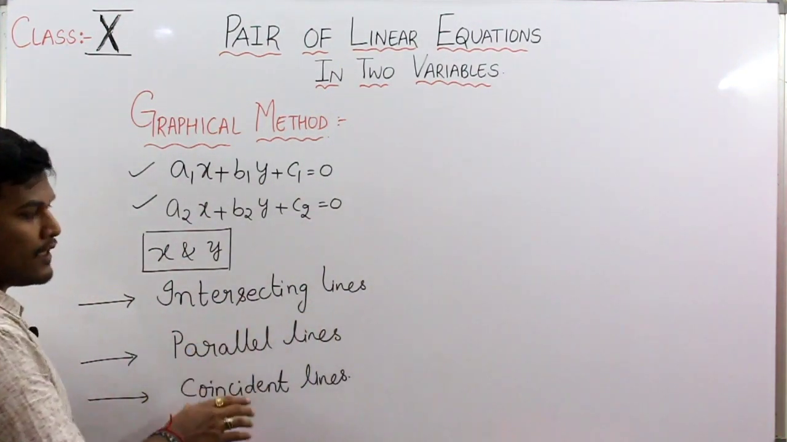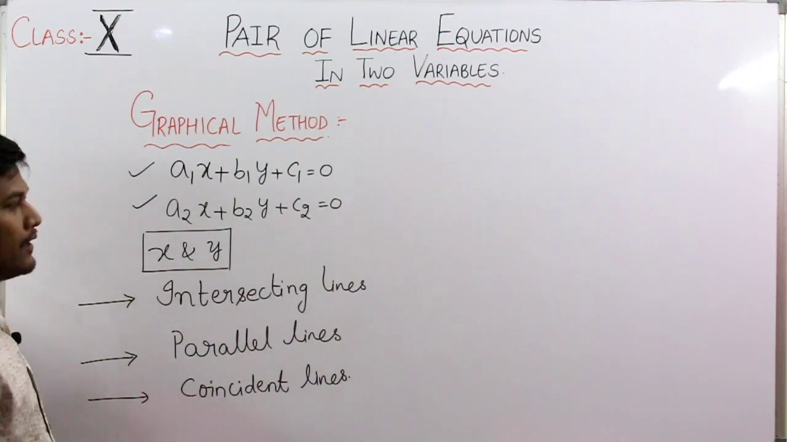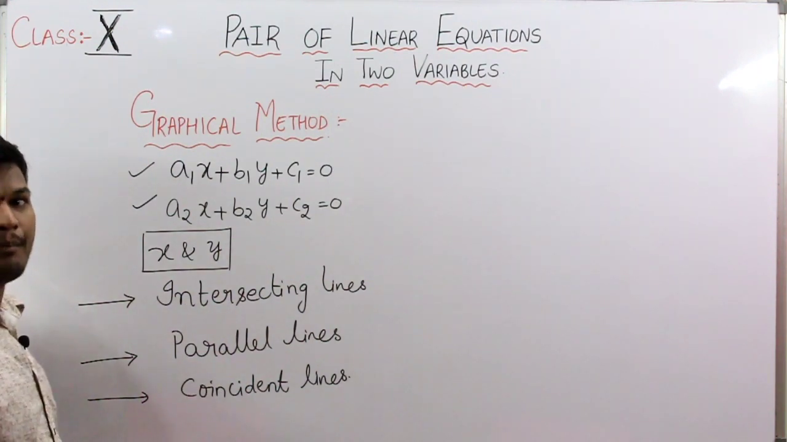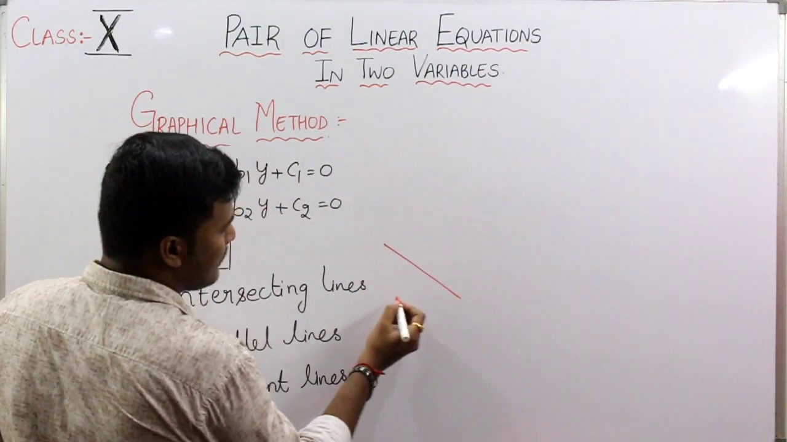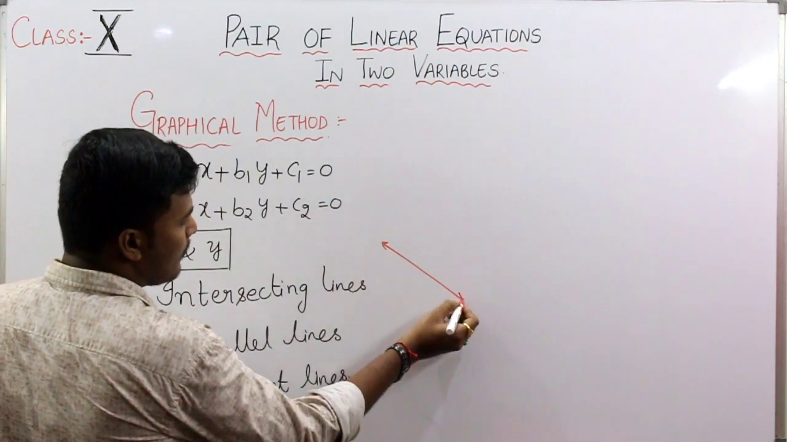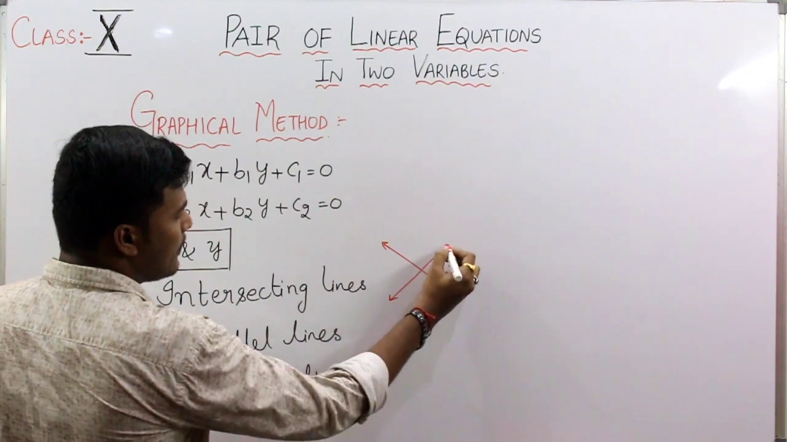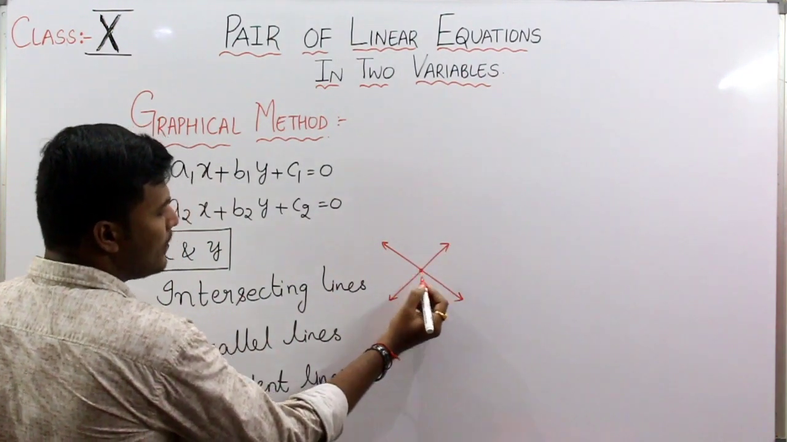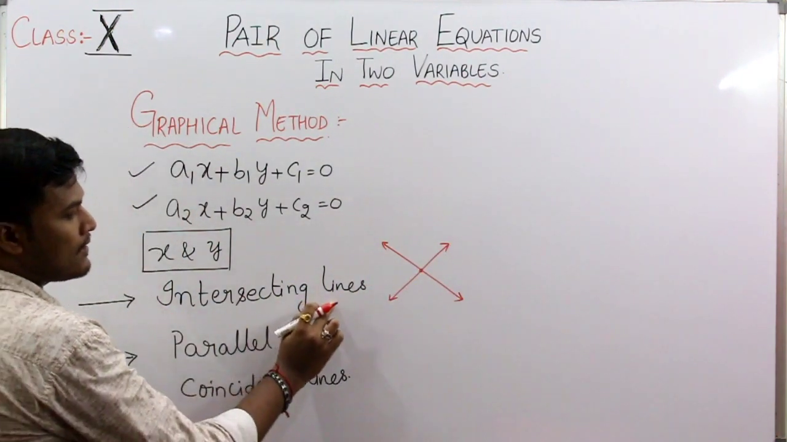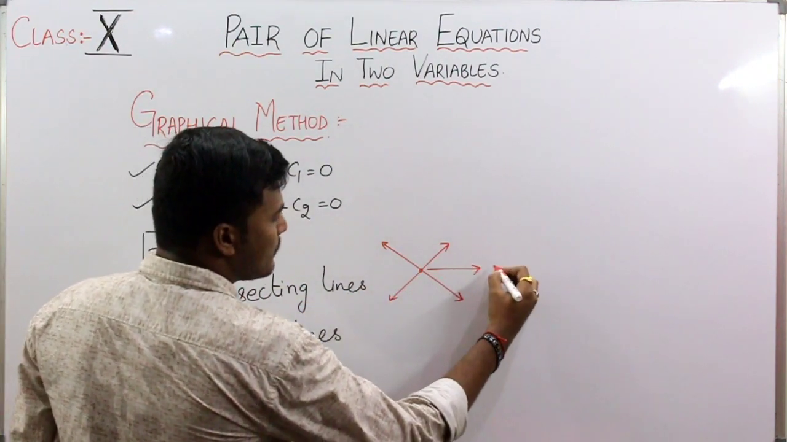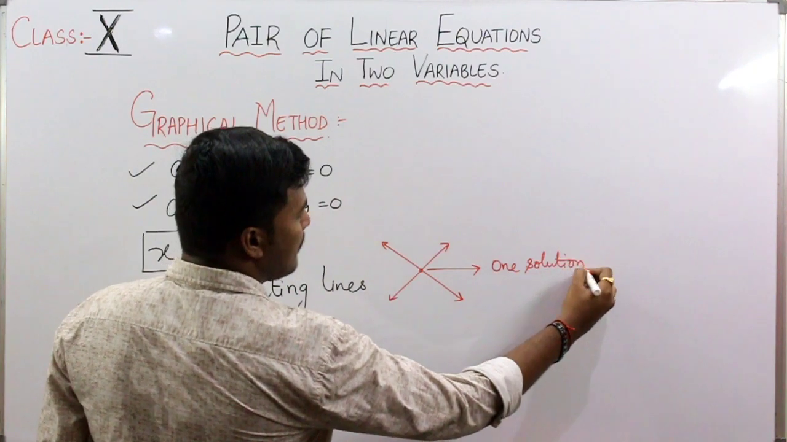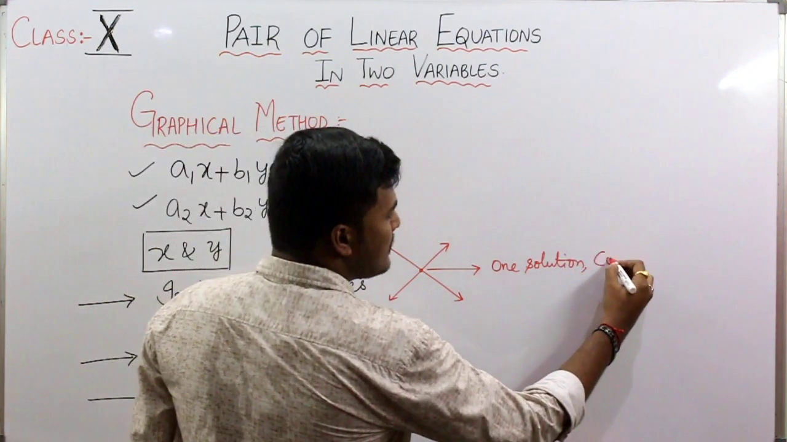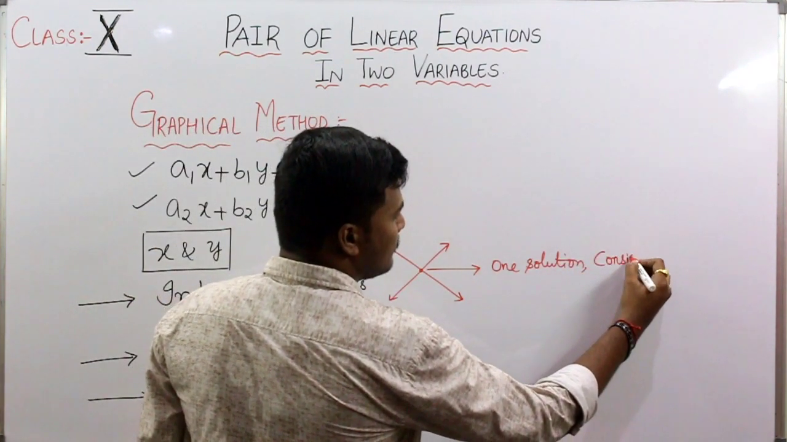Out of these three, we will get any one type of solution for the given pair of linear equations. If we consider this as one straight line and this as another straight line, both are intersecting at one point, hence they are called intersecting lines, and these intersecting lines will have one solution. As it is having one solution, we call them consistent lines.